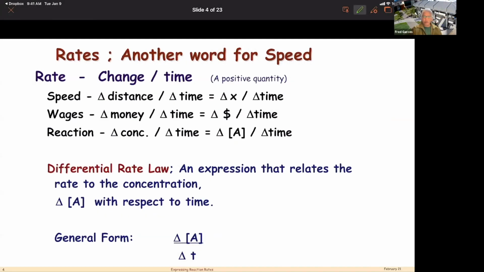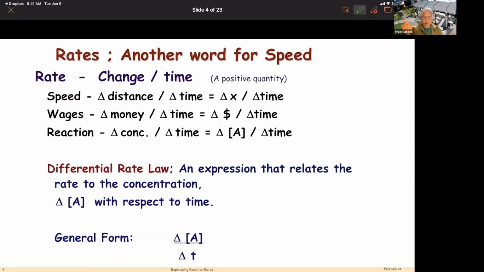Let's take a look at what exactly is a reaction rate. A reaction rate just tells you the speed by which the chemicals are changing. Remember that in a chemical reaction, you have the starting ingredients, which we call reactants, and we have the finished products, which we call products, of course.